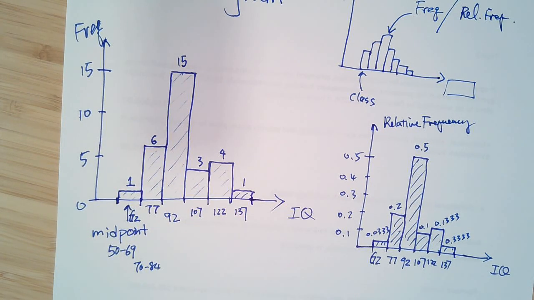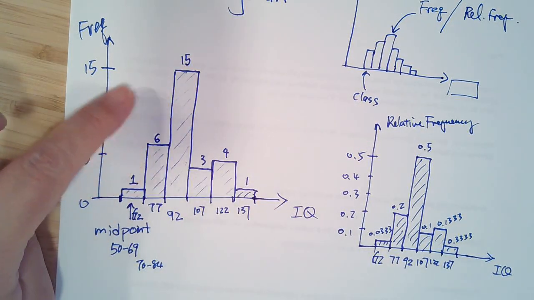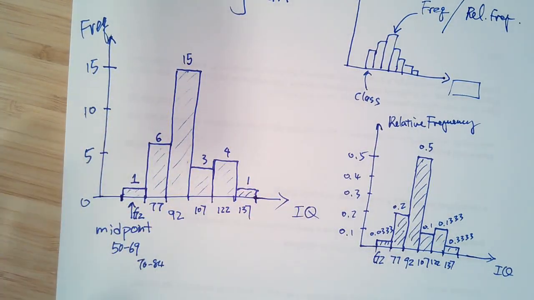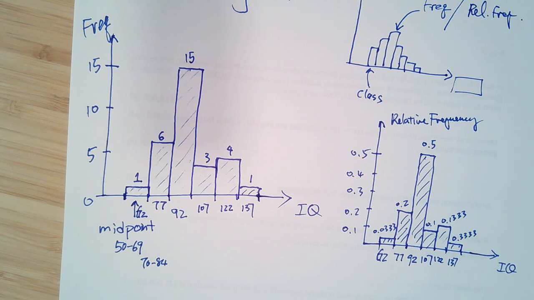So the histogram for frequency and for relative frequency should have exactly the same shape. The only difference is the Y column, or the vertical axis. It shows a frequency or a relative frequency, so you have different numbers labeled, but other than that, your x-axes are exactly the same and the shapes are exactly the same. So that is the histogram you should know.